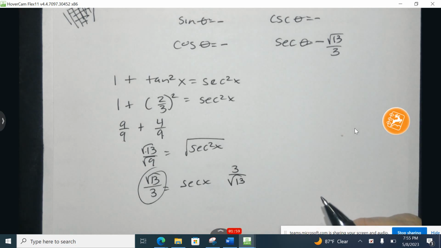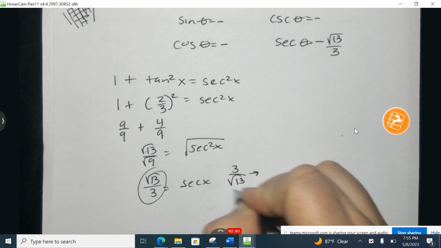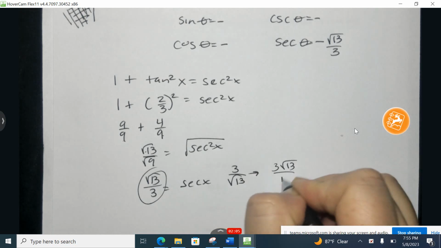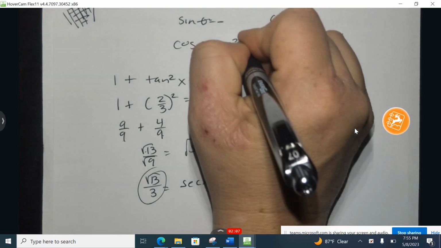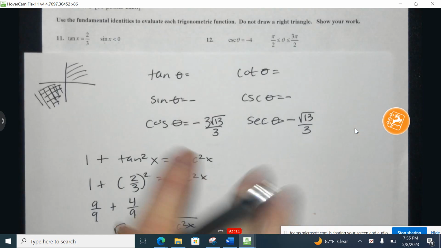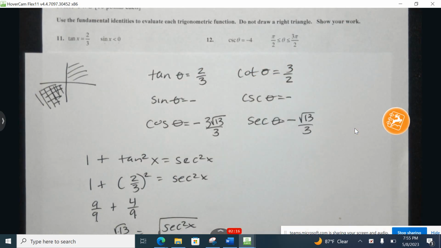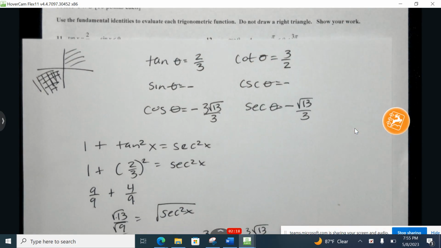But remember, you can't end up with a final answer with a radical in the bottom. So what is the fast way? It's to push the denominator up. So 3 radical 13 over 13. Also remember, it tells us that the tangent is 2 over 3. We flip that, 3 over 2. So we only have the sine to do last.